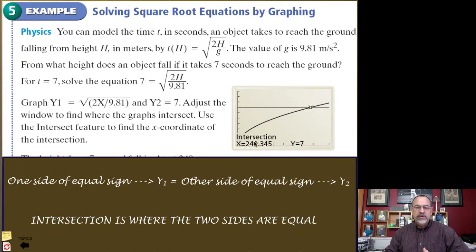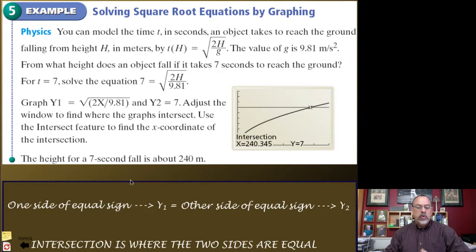And this is why it's important to know what each value represents. What is the answer? The y value is the 7 that we substituted in. That's the time that it takes, and the 240 then is the x value, or in this case the h. The 240.345 is the height measured in meters that this object fell from. So again, it's important to read the instructions, read the description, understand what each of the values represent, so that when you go to answer the question and you have these two numbers, you know which one to use and what each number represents. Okay, we've done that earlier this year, so not a whole lot new there.